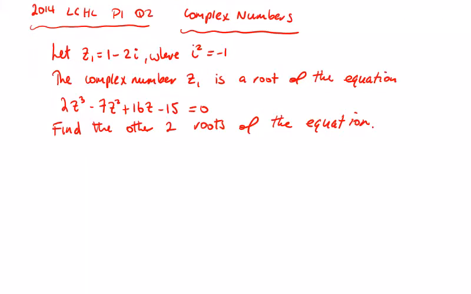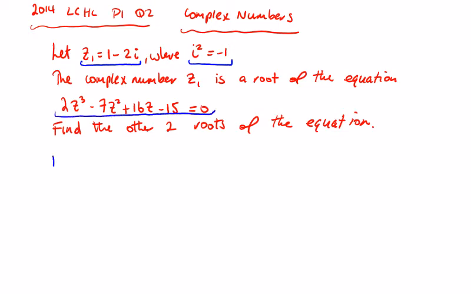2014 Leaving Cert Higher Level, Paper 1, Question 2 is a complex number question. Let z1 equal 1 minus 2i. Obviously, we're told i squared is equal to minus 1 in all these complex number questions. The complex number z1 is a root of the equation, and it's a cubic.